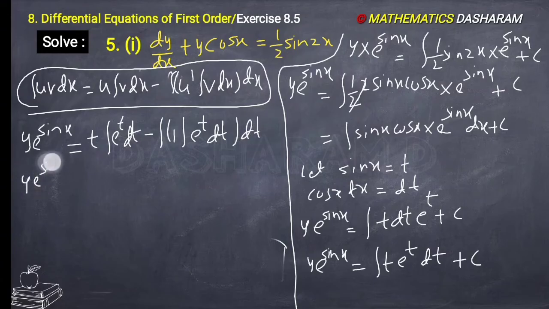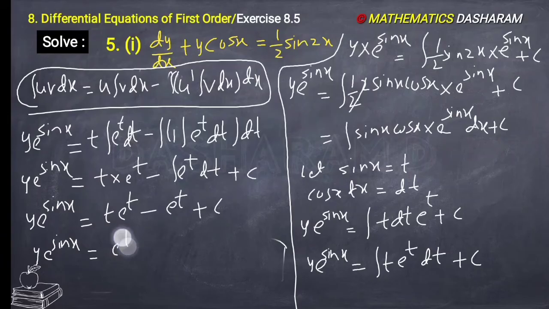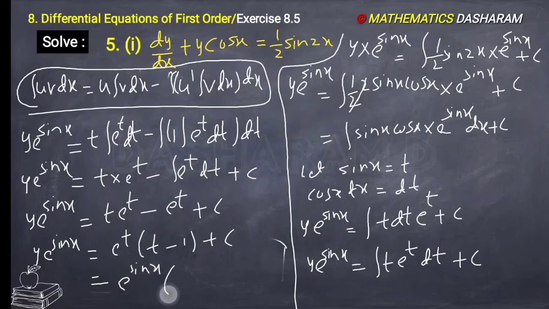So y into e to the power of sin x equals t into e power t minus integration e power t dt plus c. Y into e power sin x equals t into e power t minus e power t plus c. So y into e power sin x, take e power t common, so t minus 1 plus c. In this substitute the t value, that is sin x. So e power sin x into sin x minus 1 plus c is our required answer.